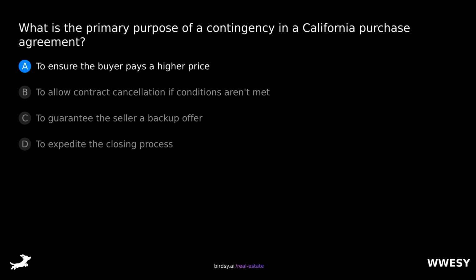Is it A, to ensure the buyer pays a higher price? B, to allow contract cancellation if conditions aren't met? C, to guarantee the seller a backup offer? Or D, to expedite the closing process? The answer is B, to allow contract cancellation if conditions aren't met.